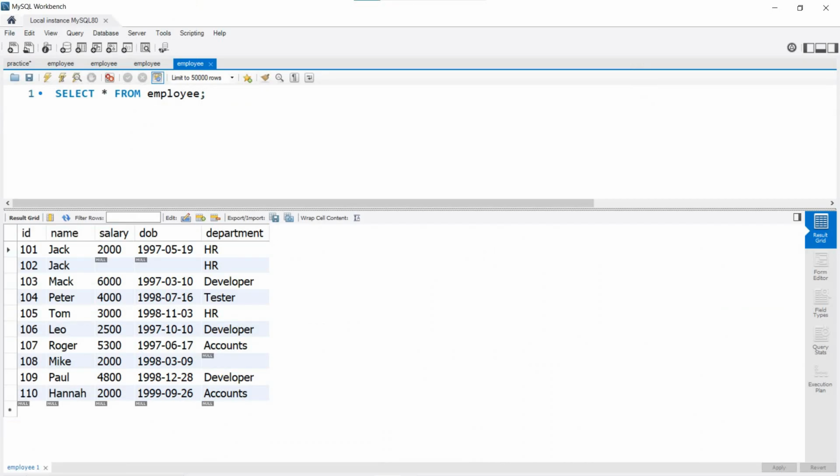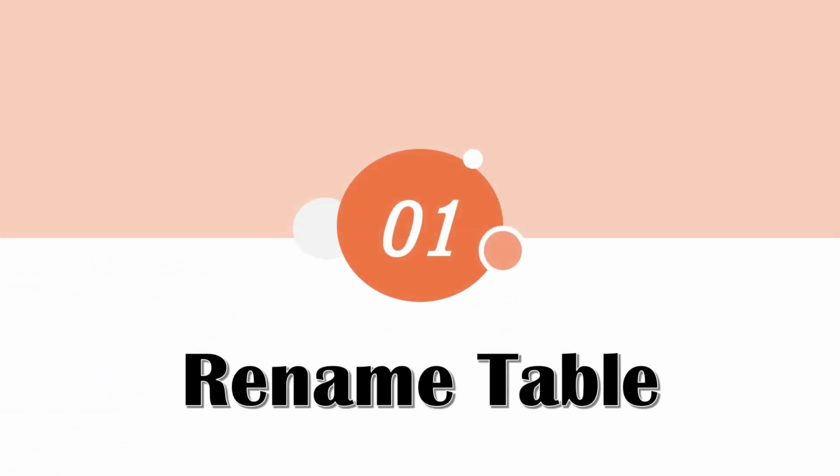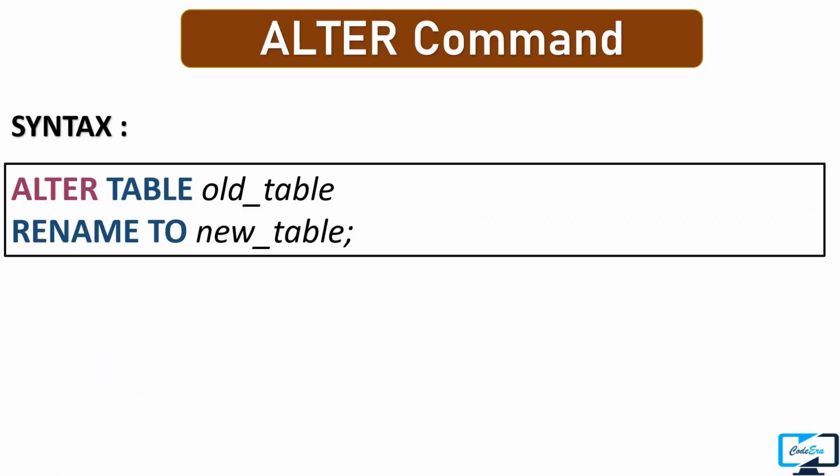So guys, this is our existing employee table with the 5 columns, which are ID, name, salary, date of birth and department. So now let's see how we can rename an existing table. So this is the syntax to rename any table. And guys, syntax may vary depending on different database management systems, but most of them will support the syntax that we are going to discuss in this video.